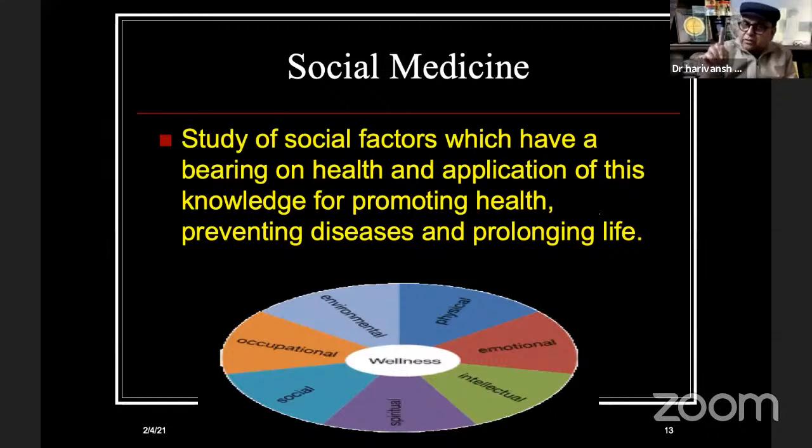It is the study of the social factors which have got a bearing on health, and there are a lot of social factors which have a bearing on health. And then the application of that knowledge for promoting health, preventing diseases, and prolonging life. You cannot deny the interactions of social factors as far as disease causation and disease prevention are concerned. So you have to study the social factors which are having a bearing, and then you have to apply those factors.